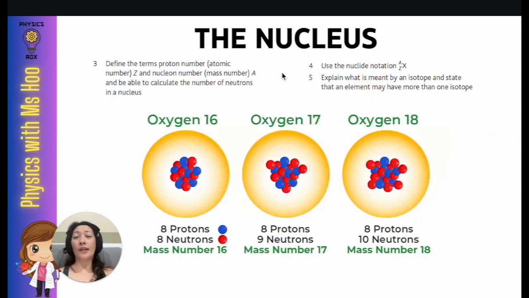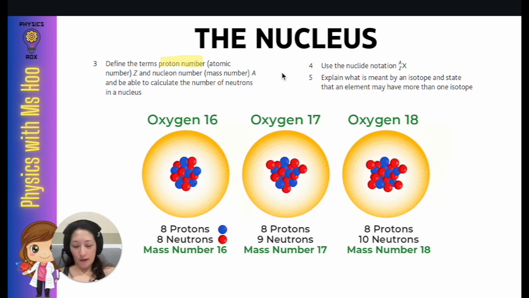In addition, you also need to know the terms proton number and nuclear number. So let's start first with the term proton number. The term proton number here refers to the number of protons that are inside the atom. If you can recall what you have learned about the elements in the periodic table, every element has a different proton number. So essentially, the number of protons is what determines what type of element that particular atom is. Or in other words, the type of atom it is. That's why the proton number is also known as the atomic number.